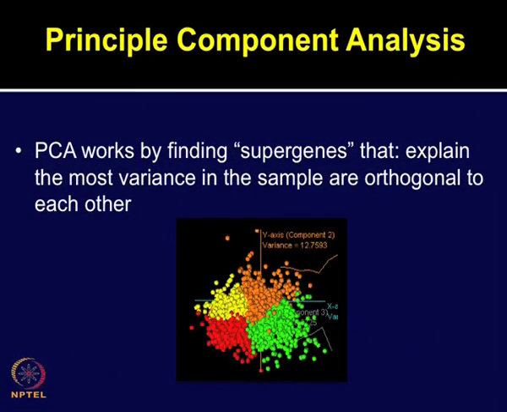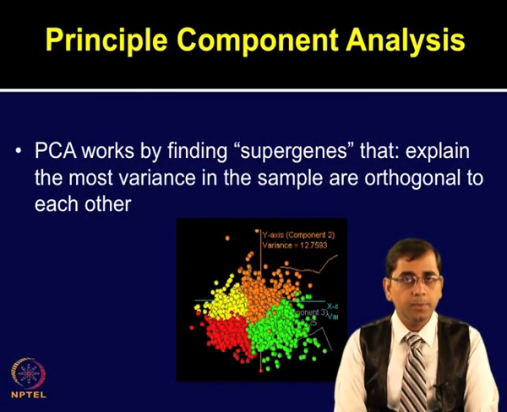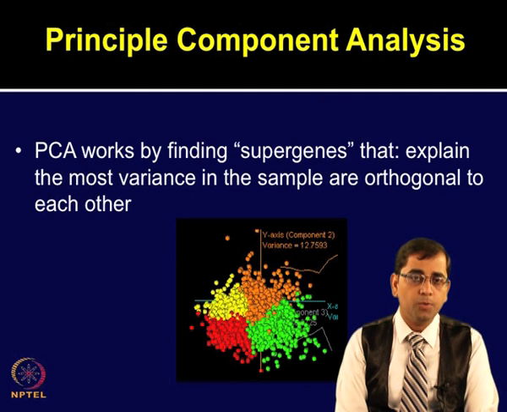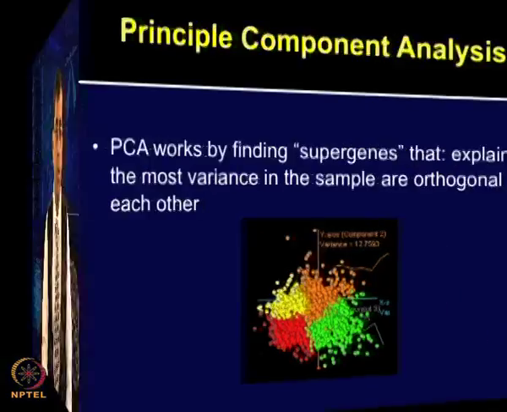Principal component analysis or PCA. A principal component is the linear combination of optimally weighted variables to test whether the protein expression is consistent throughout multiple samples from the same experimental group. They can be used to identify the protein outliers, mismatch spots, etc. The PCA works by finding supergenes that explain the most variance in the sample and are orthogonal to each other.